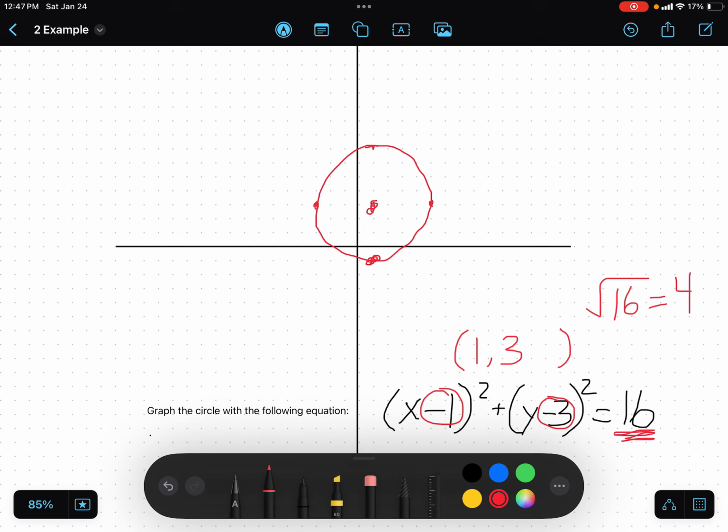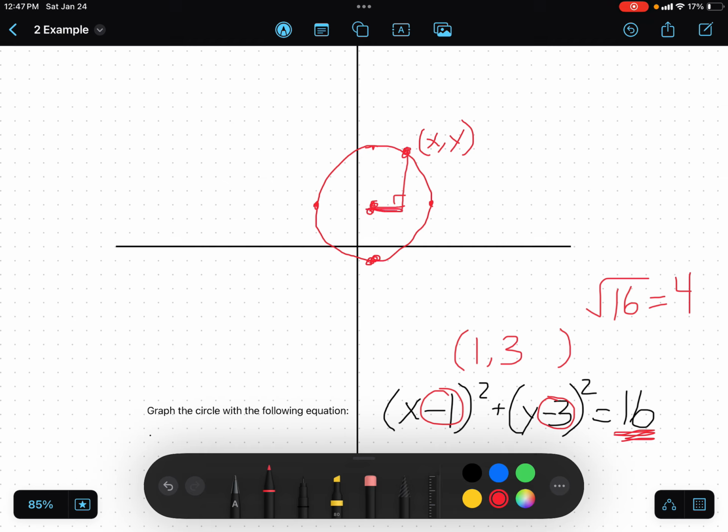A word about this formula, by the way, is that it is built on the Pythagorean theorem. So if I wanted to find a random point, x comma y, on our circle, we get to that point by going over and up. And so we've made a nice little right angle there.